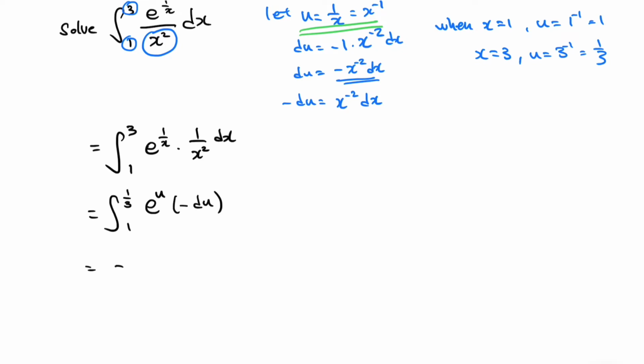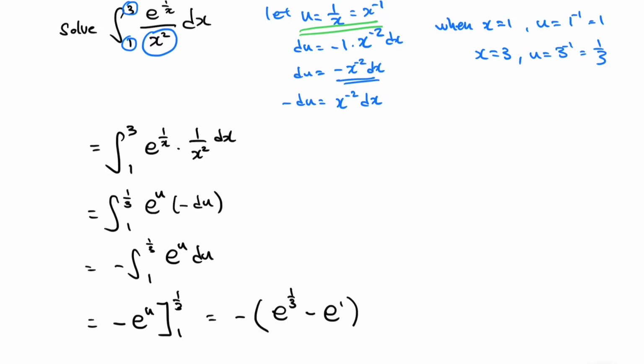And we can rewrite that to be negative the integral from 1 to 1/3 e to the power of u du. Antiderivative of e to the power of u is e to the power of u. So we would have negative e to the power of u from 1 to 1/3. And that is negative bracket e to the 1 over 3 minus e to the power of 1. And if I take it out of the bracket, we would have negative e to the power of 1 over 3 plus e to the power of 1, which is same as e.